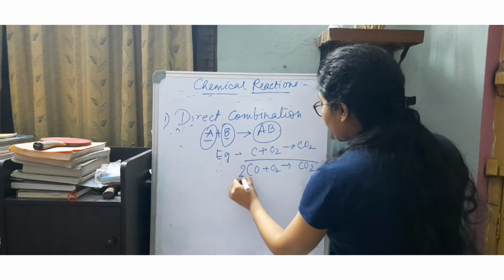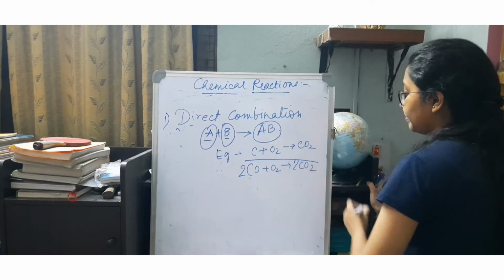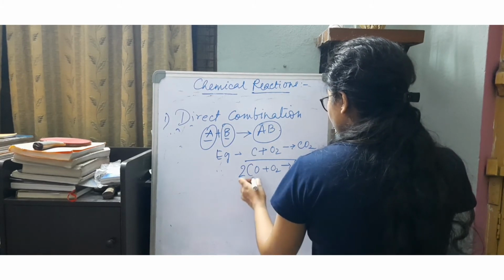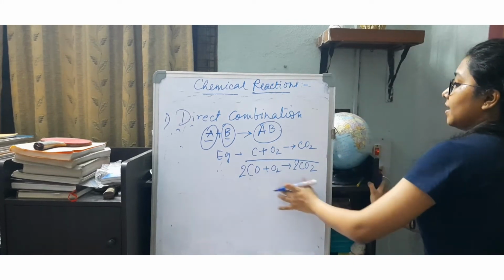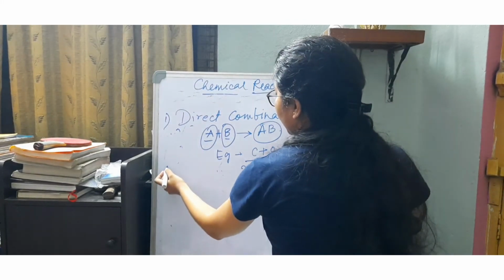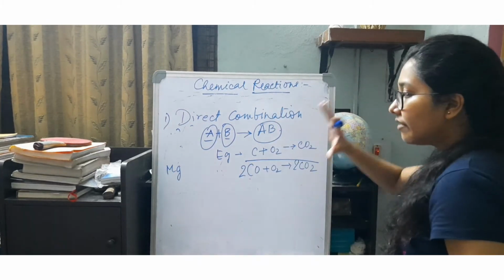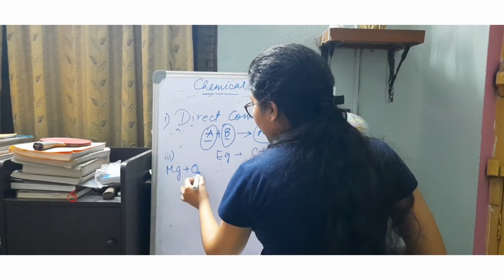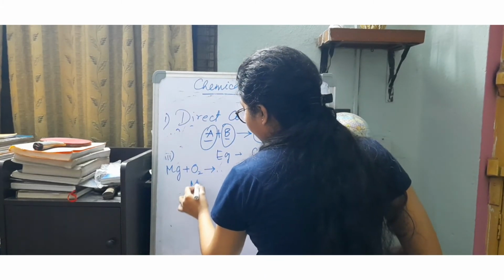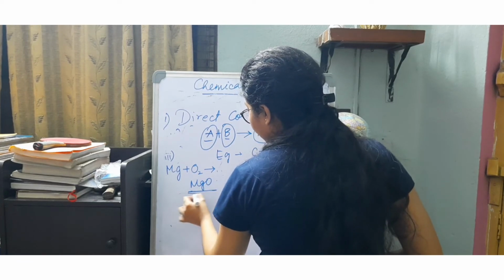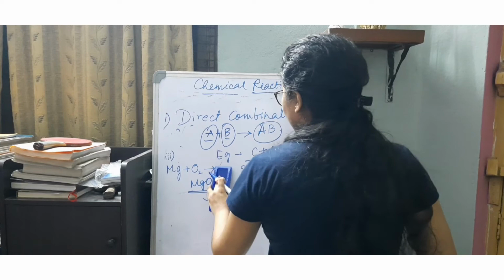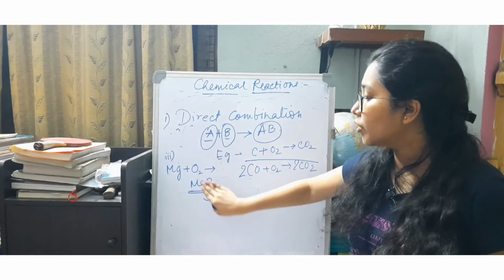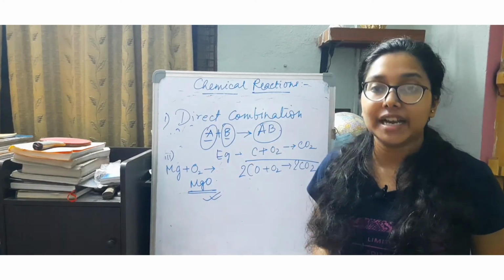We should always balance the reaction. Okay, so it is balanced. Now if we go for one more reaction, it is often asked for the observation of this reaction. The reaction is reaction number 3: magnesium plus oxygen reacting to form magnesium oxide. So what is the observation in this reaction? Magnesium plus oxygen reacting together to form magnesium oxide.